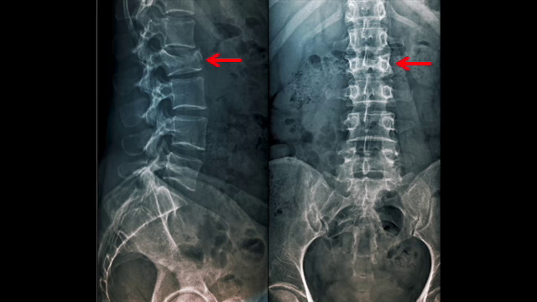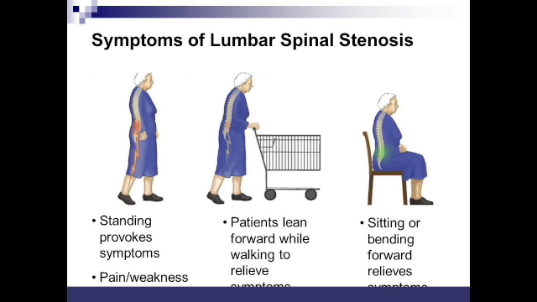Lumbar spinal stenosis, also known as pseudoclaudication or neurogenic claudication. Narrowing of the spinal canal with impingement of the nerve roots. Etiologies: degenerative arthritis or spondylosis, most common, especially over 60 years old. Post-surgical, congenital, traumatic, and inflammatory as well, but not over 60 years old.